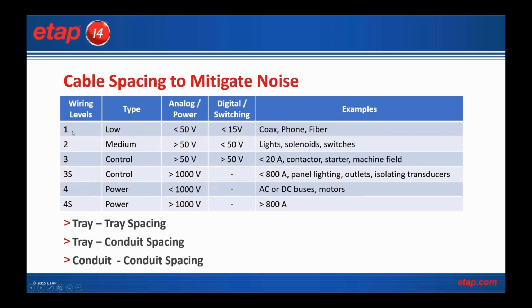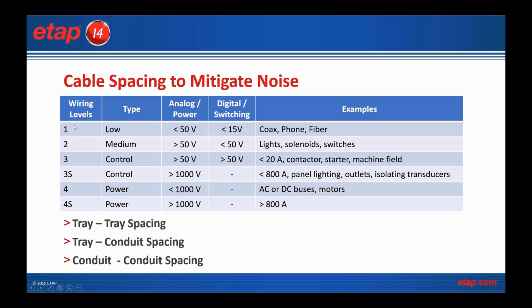So we have wiring levels specified in 518 from 1 through 4S. Basically 1, 2, 3, and 4 are the main levels, and S are the special cases. So wiring level 1, for example, is used when you have analog or power circuits less than 50 volts and or digital switching circuits that are less than 15 volts. And here is a typical example: phone circuits, coax cables, fiber optic. They fall into this category.